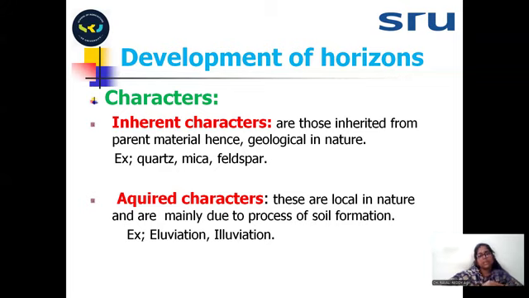Then coming to acquired characters, they are developed due to the climatic conditions in which they are developed, due to the local conditions which are occurring, and due to the processes which are involved in the soil formation, for example, eluviation and illuviation. Similarly, like humans, inherent characters mean the genetic characters which we acquire from the parents. Acquired characters are nothing but those which we acquire due to societal conditions, peer relations and all. So similarly it applies to these horizons also.